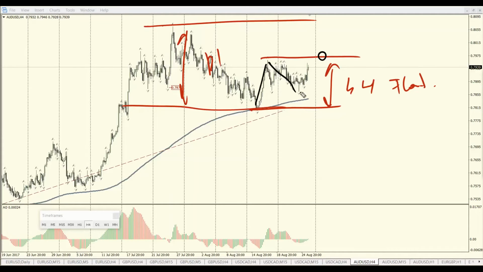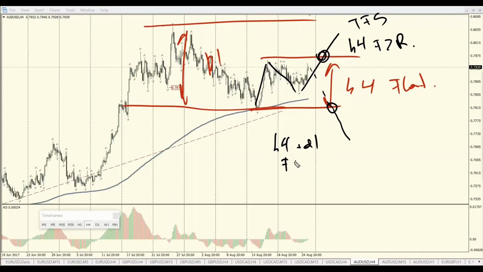If we break through this point here, then we will have H4 FZR up, and I can come back and start using the trend follow trading system once we break through this point. Or if we go from here and break through this point, then it will be an H4 plus D1 FZR down, and I can also start using my trend follow trading system and looking only for sell positions after this point. So we'll see which way this pair will go.